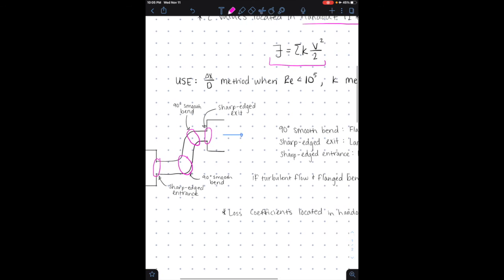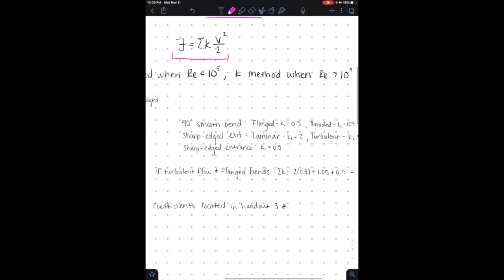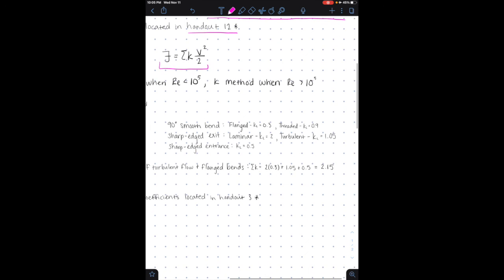And each of these things have their own loss coefficient. So for a flanged 90-degree smooth bend, it will have a loss coefficient of 0.3, and for threaded, it'll have 0.9. And then for a sharp edge exit, in laminar flow, the loss coefficient is 2, and turbulent, the loss coefficient is 1.05. And then for a sharp edge entrance, the loss coefficient is 0.5.